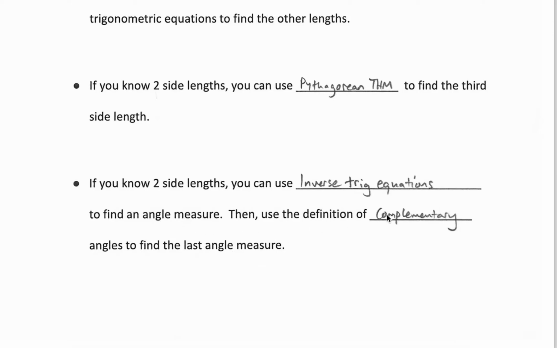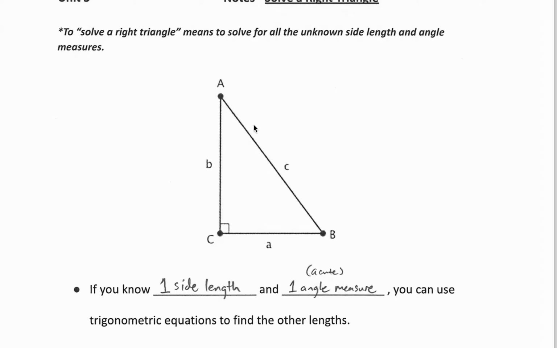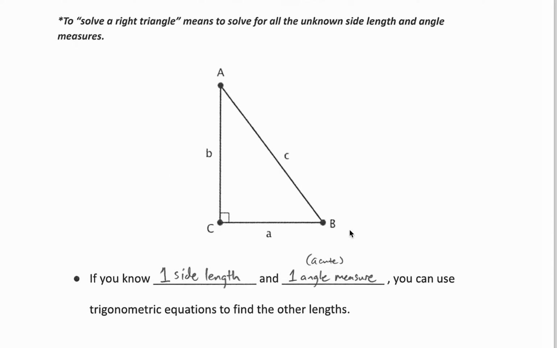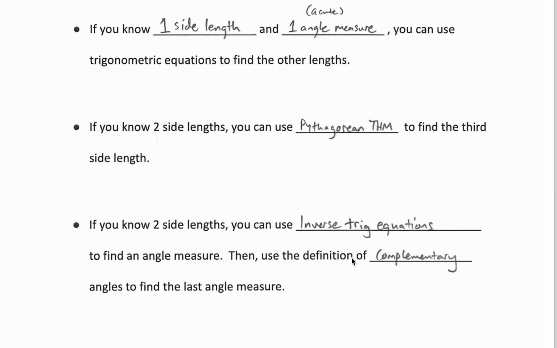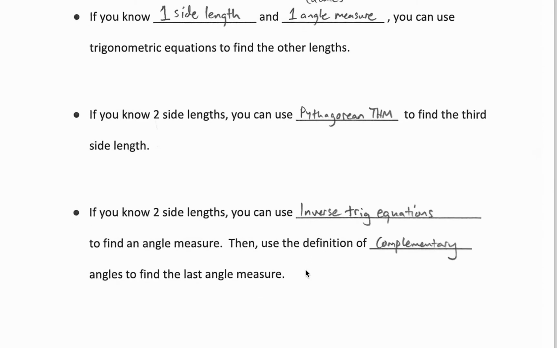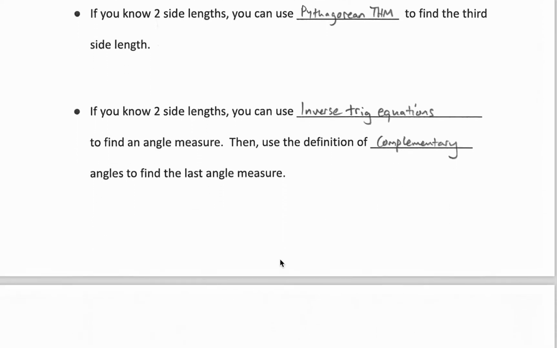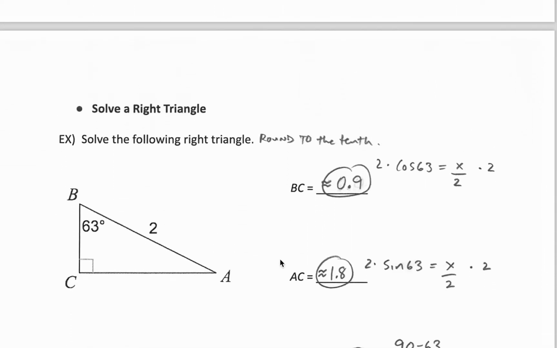Once we've established the measurement of one of those acute angles, then to find the other one, we just need to know that these two acute angles are complements of each other. All the angles in a triangle add up to 180. If this is 90 degrees, that must mean that these two angles have to add up to the other 90 degrees. So they are known as complementary angles, and we use the definition of that to find that last angle measure. In a sense, we're just subtracting what we know from 90. So we'll be using each of those methods to solve right triangles.